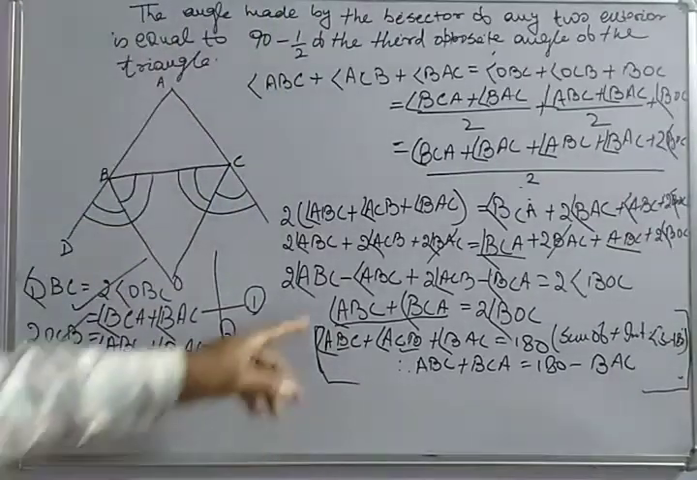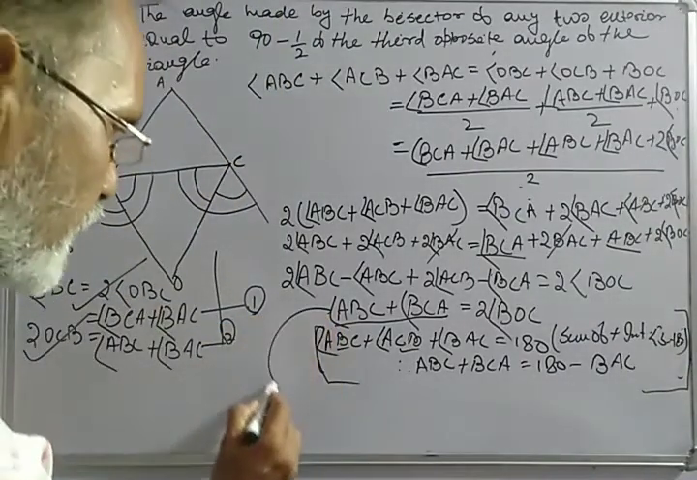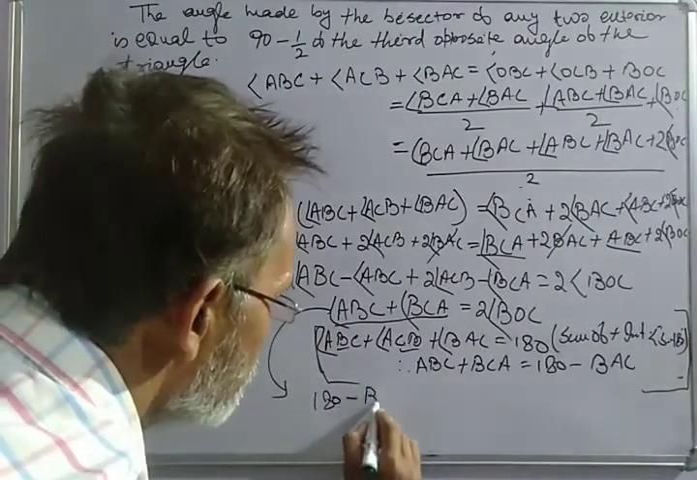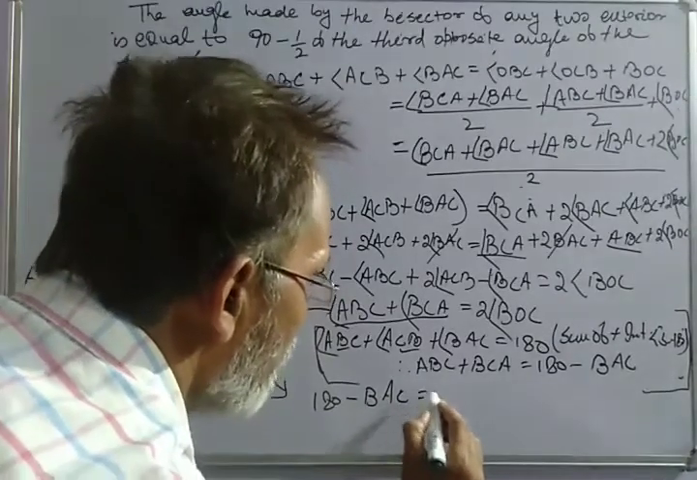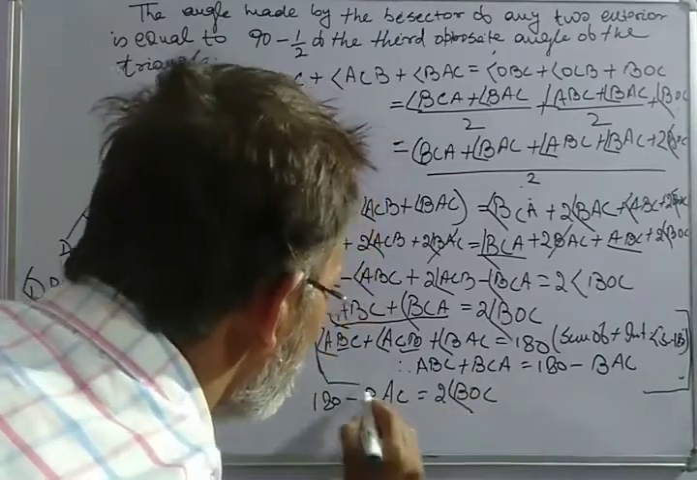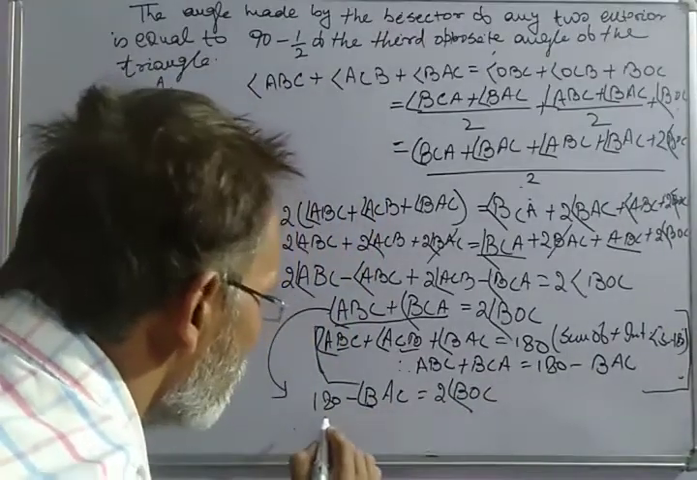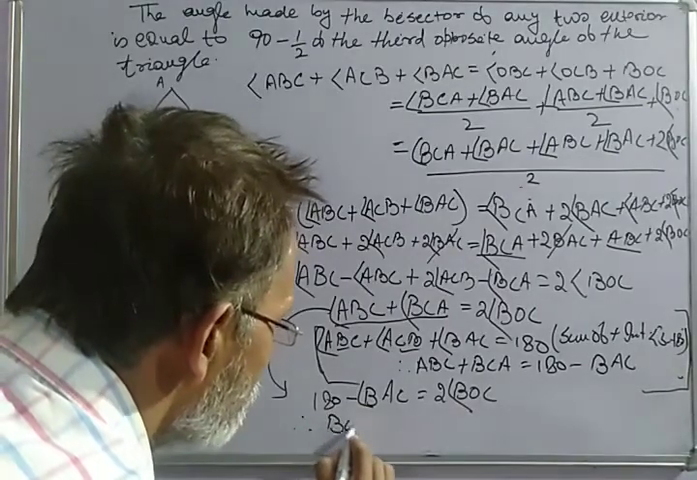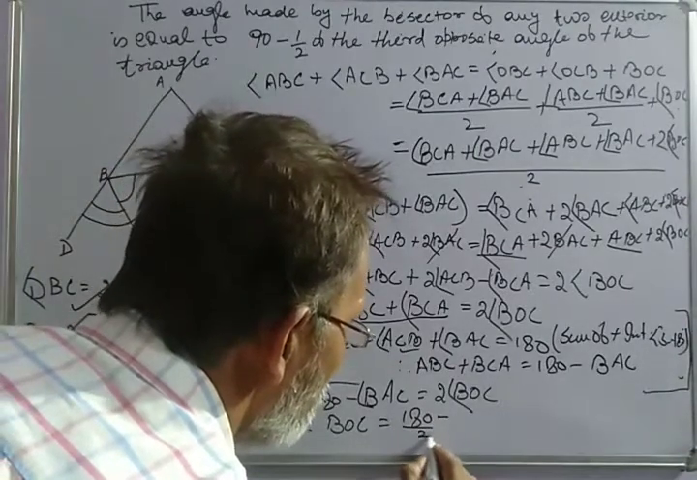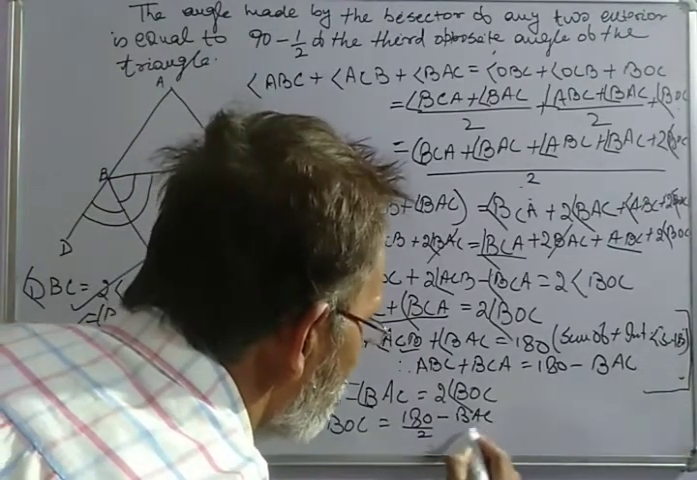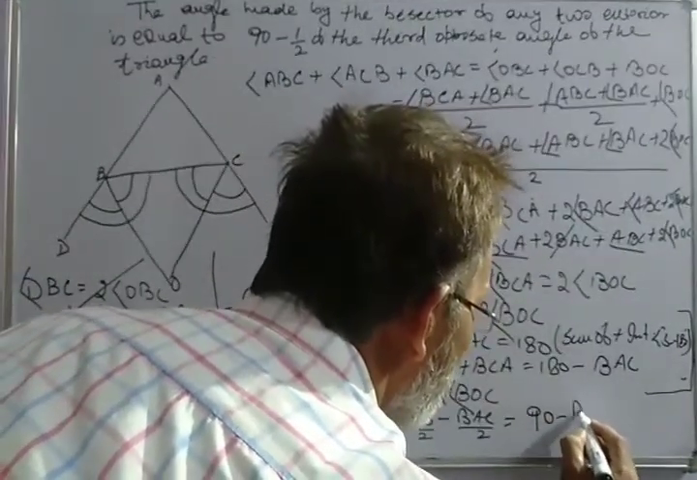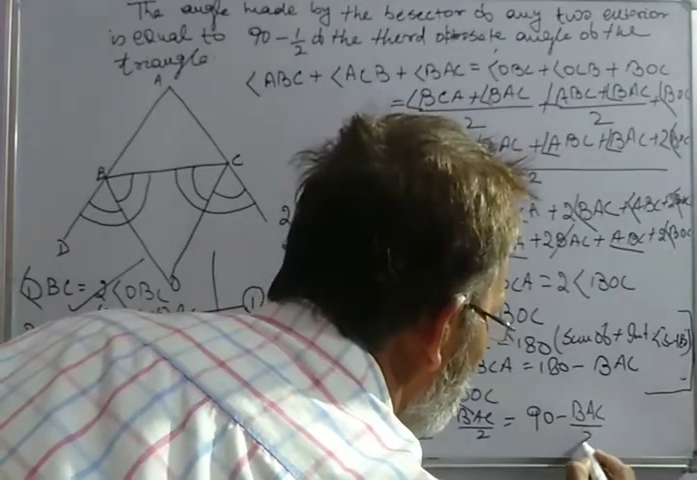So if I substitute here, 180 minus BAC is equal to 2 BOC. So therefore BOC is equal to 180 by 2 minus BAC by 2. This is equal to 90 minus BAC by 2. This is the proof.